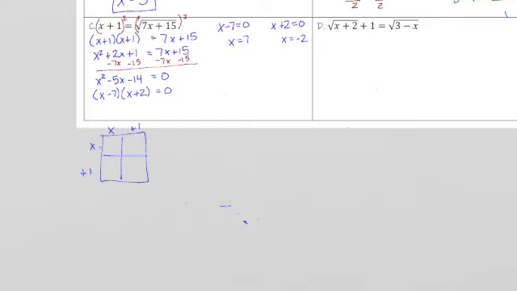Now we have to check both of these answers because this is really when those extraneous solutions come out, when you had an x squared as a result from squaring both sides.